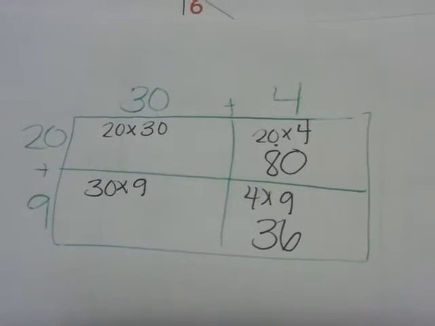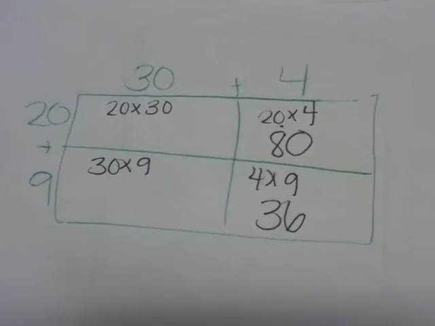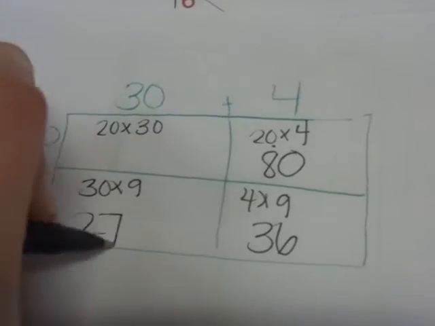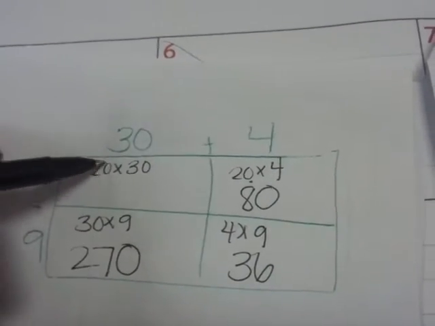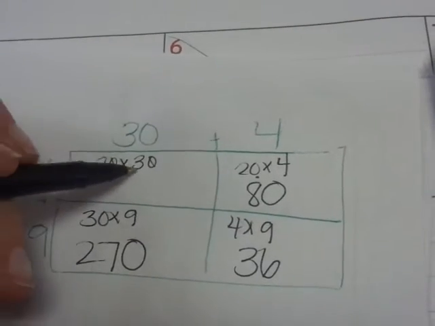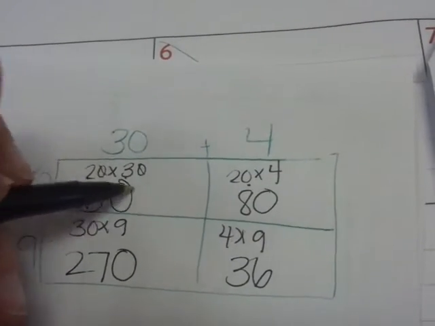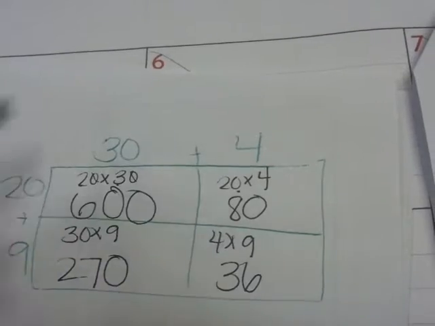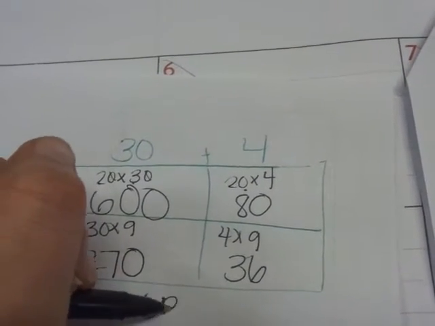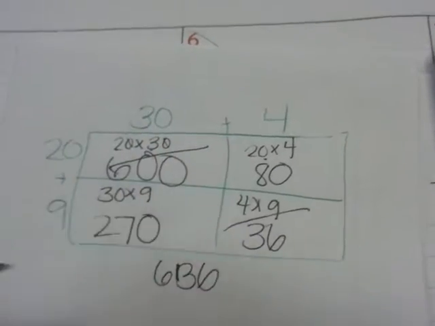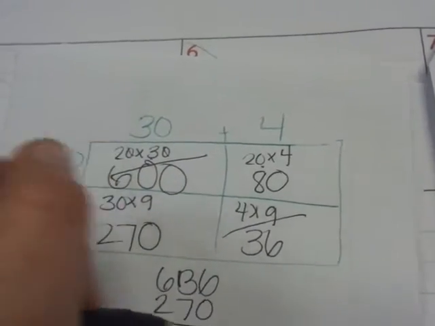30 times 9, I'll do 9 times 3, which is 27, and a 0 behind it, 270. 20 times 30, cover up my zeros. 2 times 3 is 6. 2 zeros back on there, 600. Now add up all these products. 600 plus 36 is 636. Now I'm going to add 270.